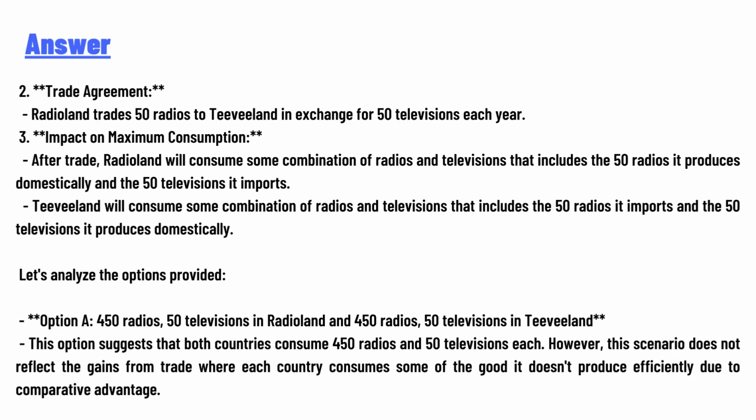Option A: 50 radios and 50 televisions in Radioland, and 50 radios and 50 televisions in Teeveeland. This option suggests that both countries consume 50 radios and 50 televisions each. However, this scenario does not reflect the gain from trade, where each country consumes some of the good it does not produce efficiently due to comparative advantage.